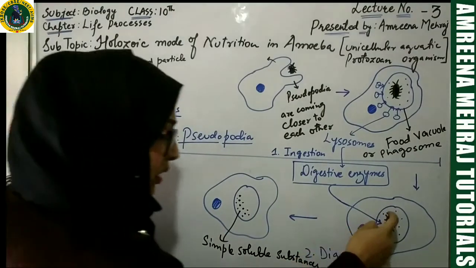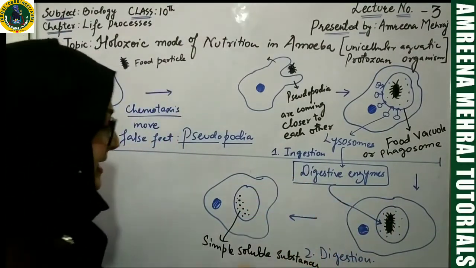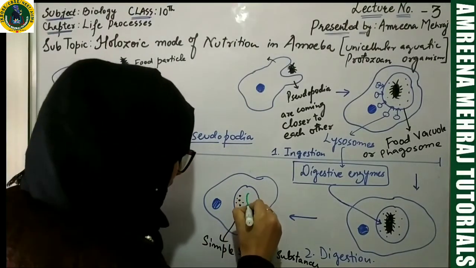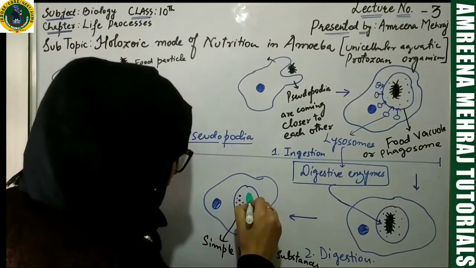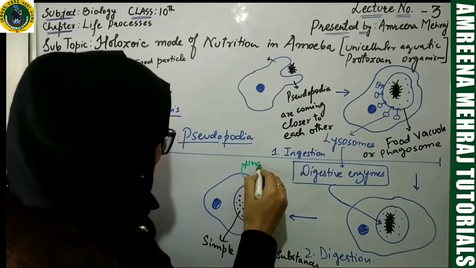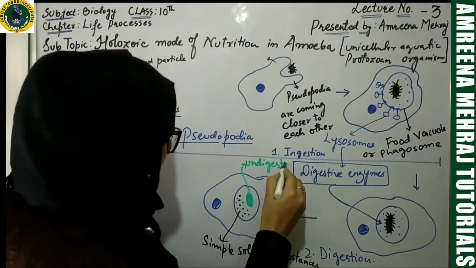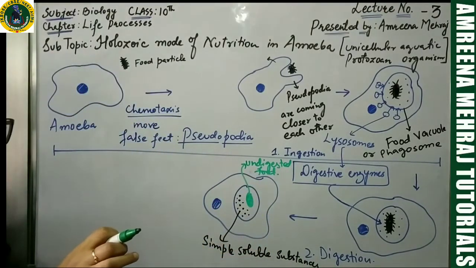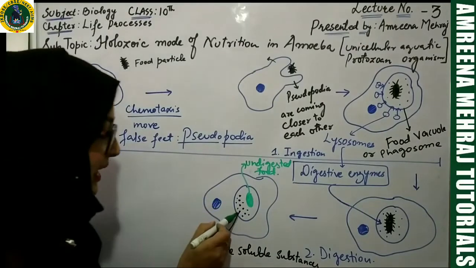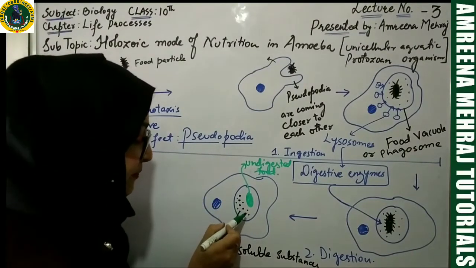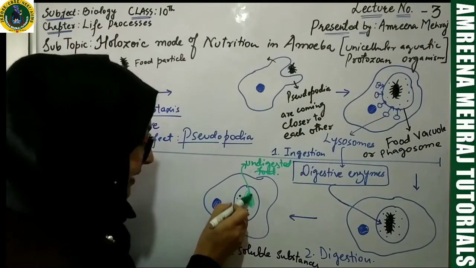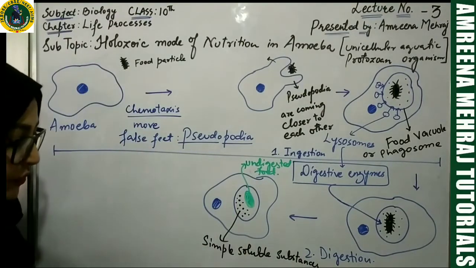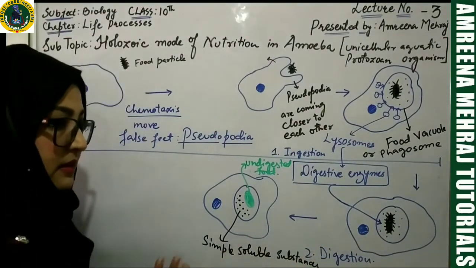And all the food particle will not be digested. Some of it will remain undigested. So this is undigested food. Remember this point. Not even the complete bacteria will undergo the digestion. Only some of its parts will undergo digestion and you will get the simple substances. Some part of the food particle will remain undigested. So by green I'm showing you the undigested food. So digestion is done. Pay attention.